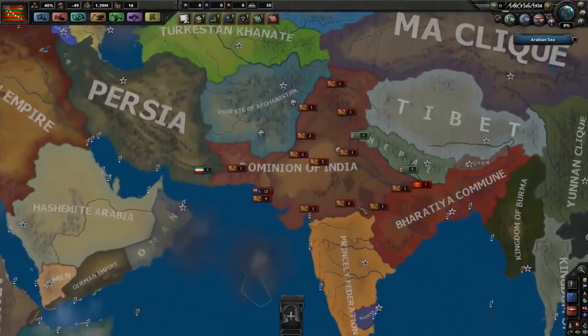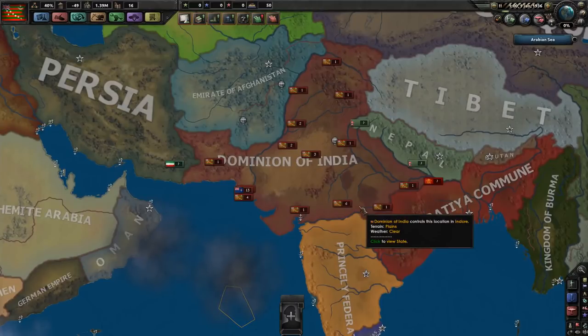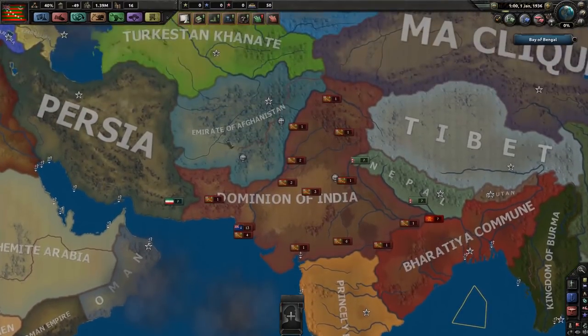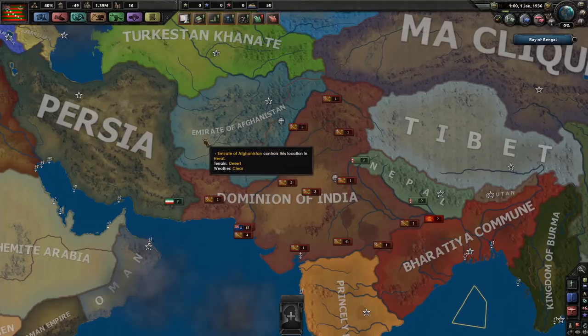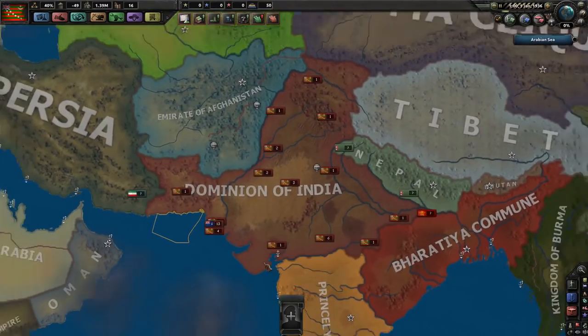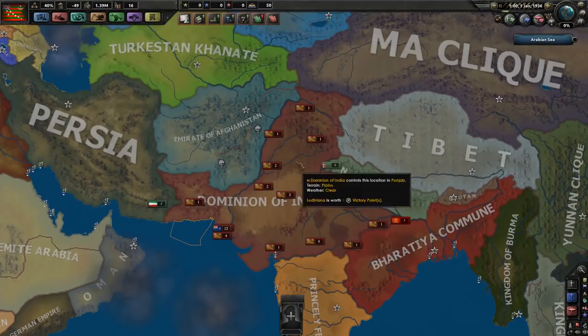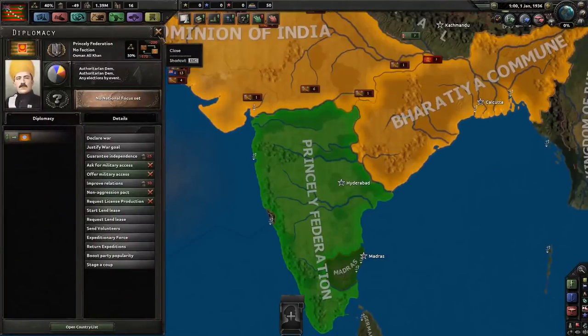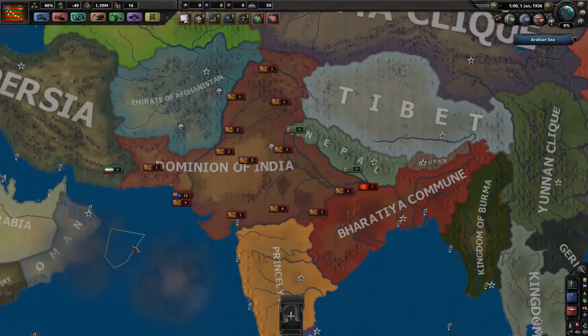And the Dominion of India still faces a lot of internal and external threats. Externally, obviously, from the Princely Federation and the Bharatiya Commune, and the Emirate of Afghanistan, who you'll go to war with relatively early, but also internal struggles between the different political parties, and even between those who are loyal to the more central government and princes. In fact, there is an event tree that could eventually lead to some princes revolting in the Dominion of India, and they become part of the Princely Federation within your own borders when the fighting begins.